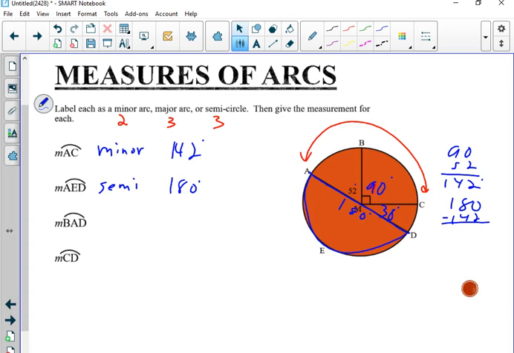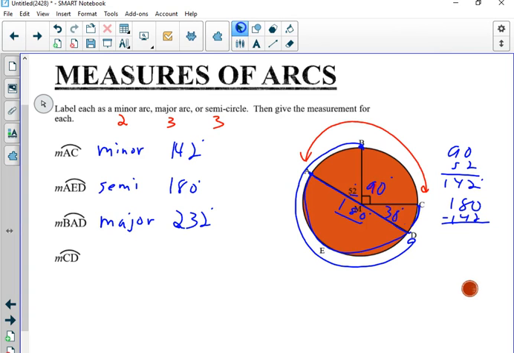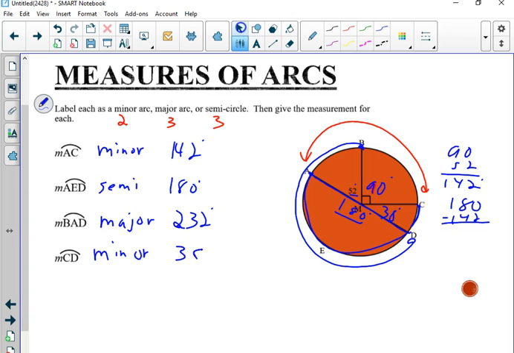BAD, so going from B, A, D. So we're going all the way around here, like so. Which means we're going to add 180 plus 52. It's a major arc because it's 3 letters and it goes past 180. And if you add 180 and 52, you get 232 degrees. And then CD, which is this little part right here, we talked about at the beginning that this is the same as that. So therefore, it is a minor arc, 2 letters, 38 degrees.